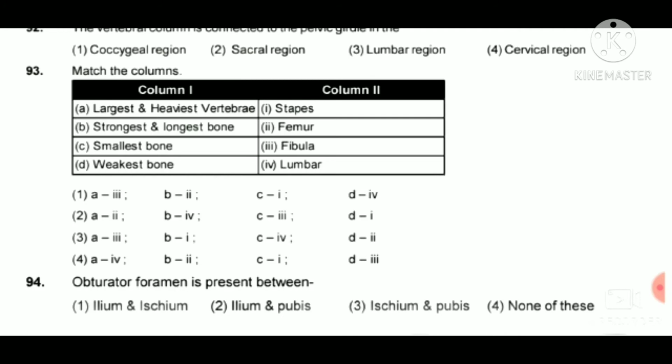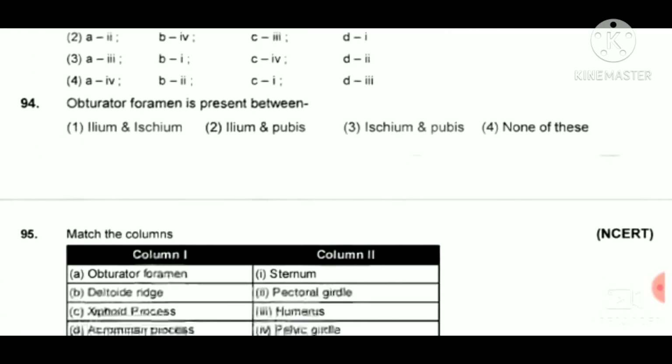C is the smallest bone, it's stapes, so C matches with the first, and D is the weakest bone, it's fibula, so D matches with the third, and the answer is option number 4, A with the fourth, B with second, C first, and D third. Next is question number 94.